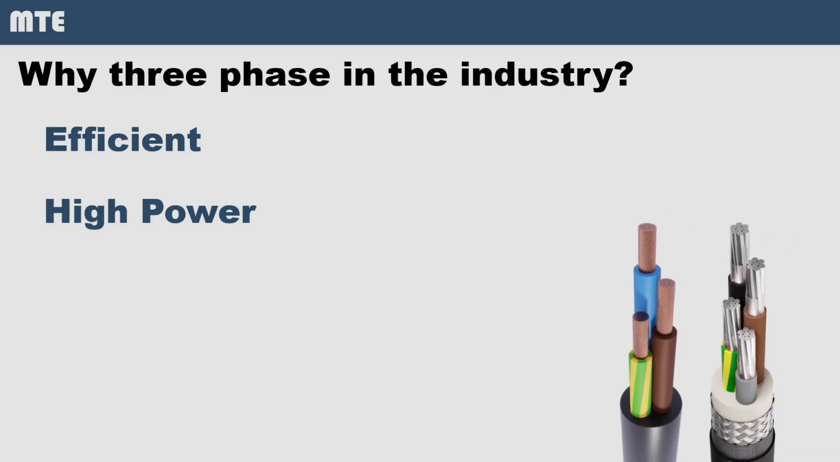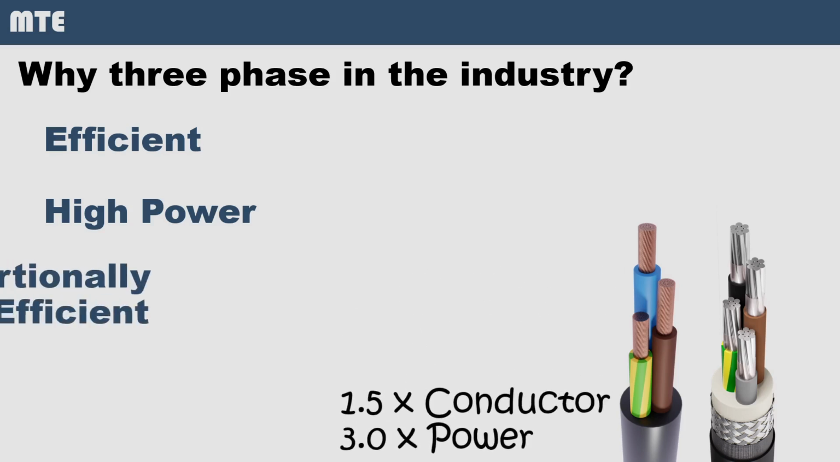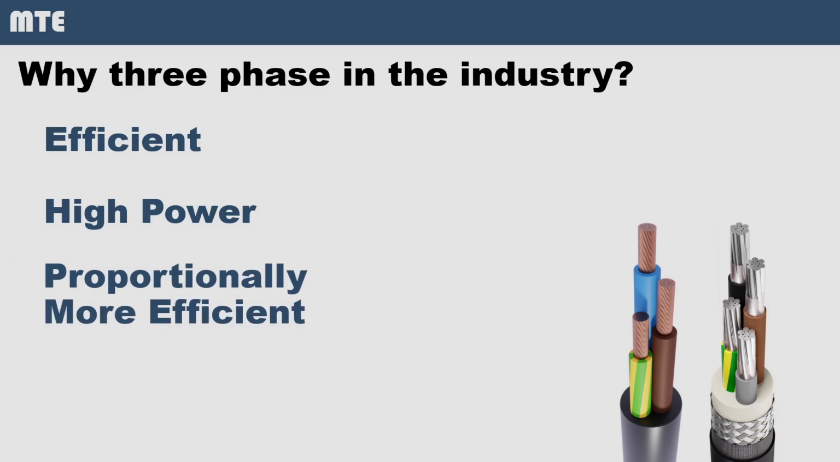Here's an important point. A single-phase system uses two conductors while a three-phase system requires three. However, the power delivered by a three-phase system isn't just triple, it's proportionally more efficient. With only 1.5 times the number of conductors, a three-phase system delivers 3 times the power of a single-phase system. This efficiency is a key reason why three-phase systems are preferred for high-demand applications.